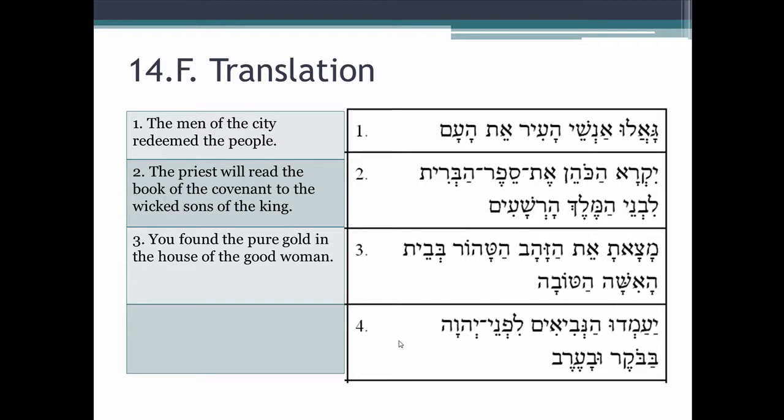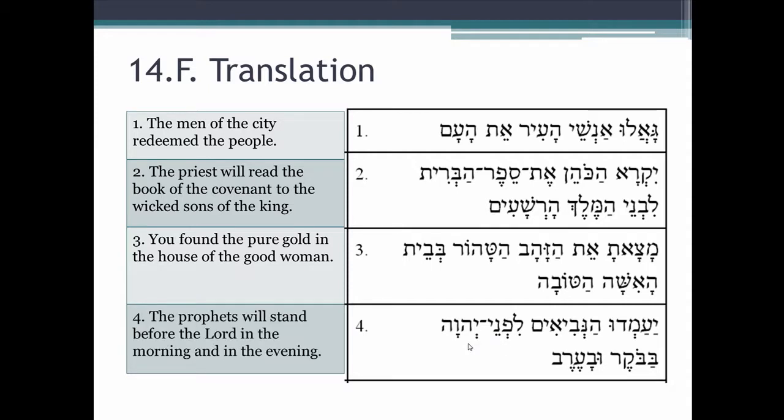Number 4, Ya'amdu hanevi'im lifnei Adonai baboker uva'erev. So what do we have? Verb form right here. Is it prefixed? Yes, it is. Our lemma is amad. We can see the prefix, prefix yod plus the long u vowel. It's going to be third masculine plural. So we have the prophets will stand, again it's an imperfect, lifnei Adonai, before the Lord.